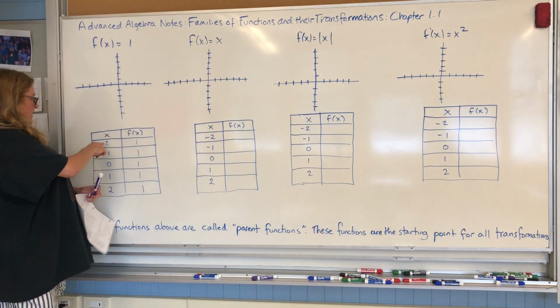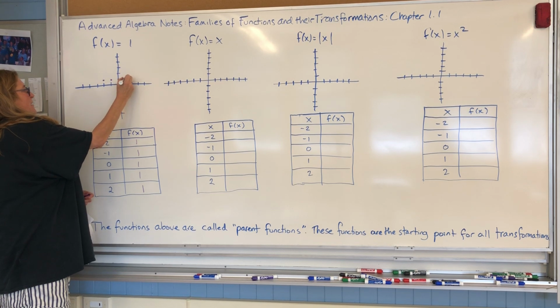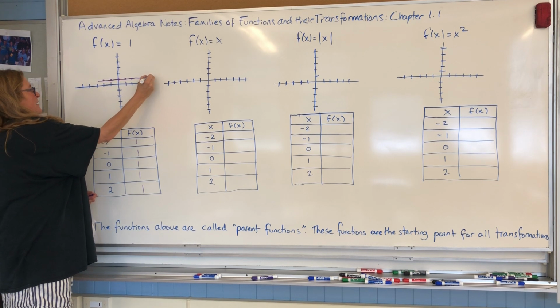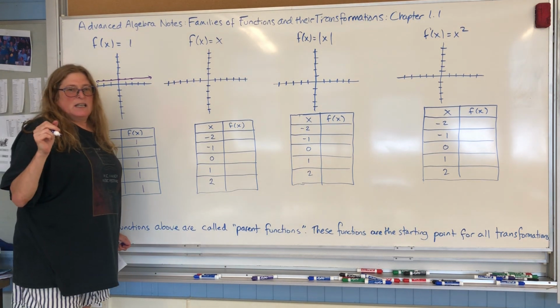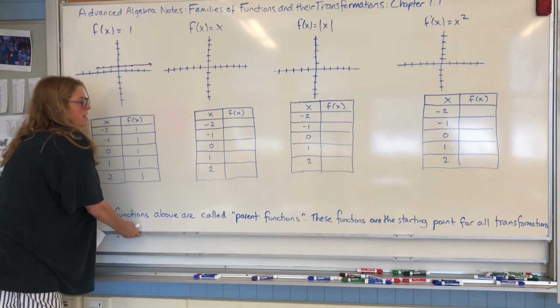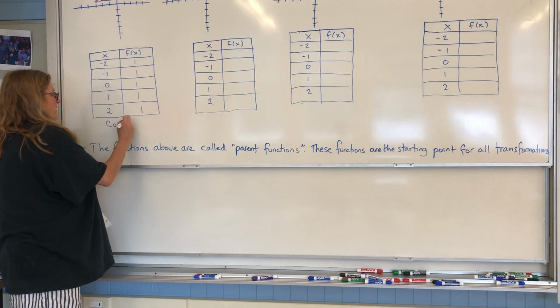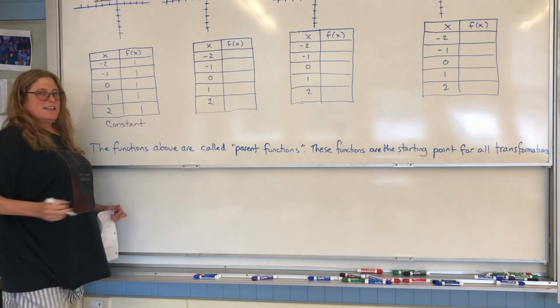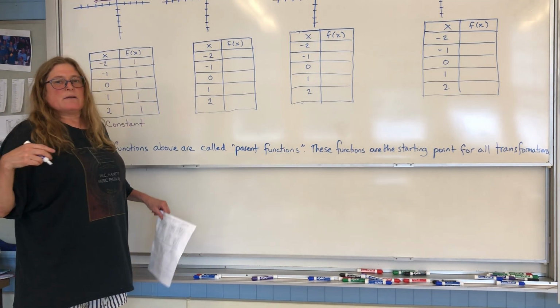If I sketch the points negative 2, 1, negative 1, 1, 0, 1, 1, 1, and 2, 1, I get something that looks like this. It's a horizontal line. And that is what we will call a constant. We're going to call that a constant, and the reason is that there's no x in it. The y value is always the same. In this case, it's 1.